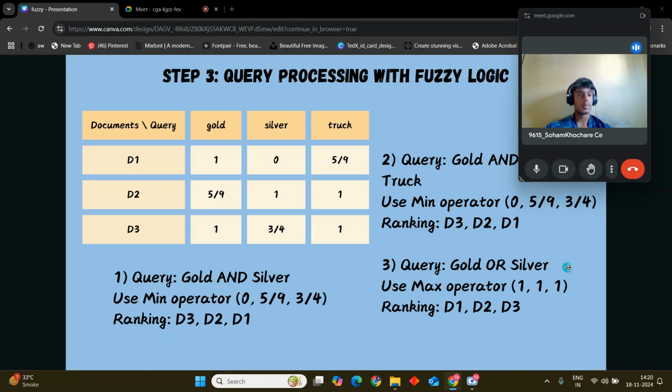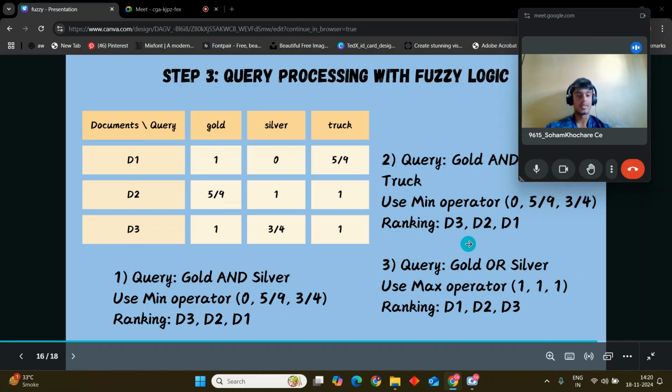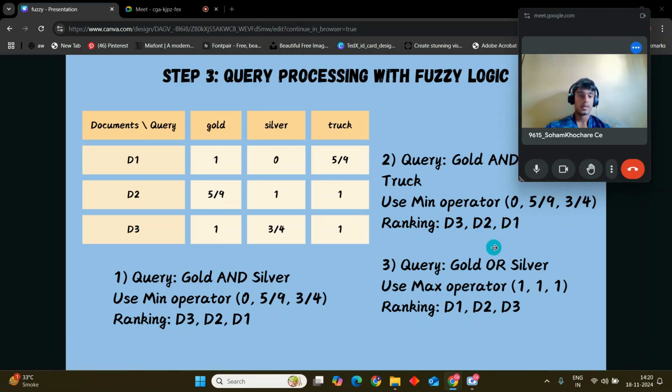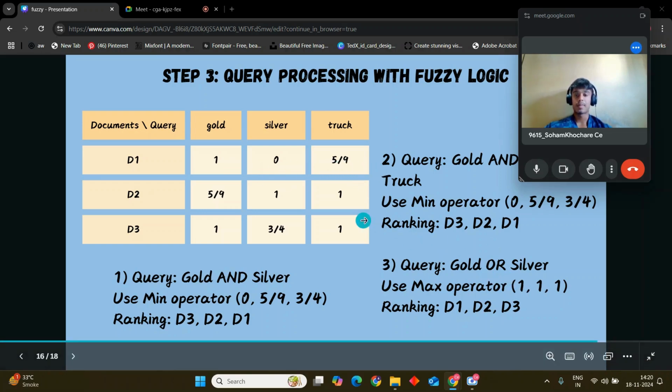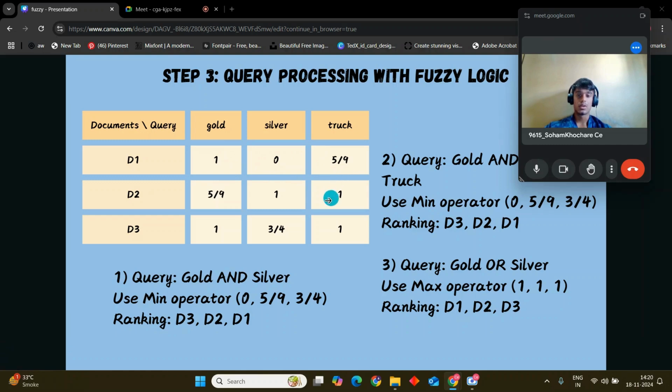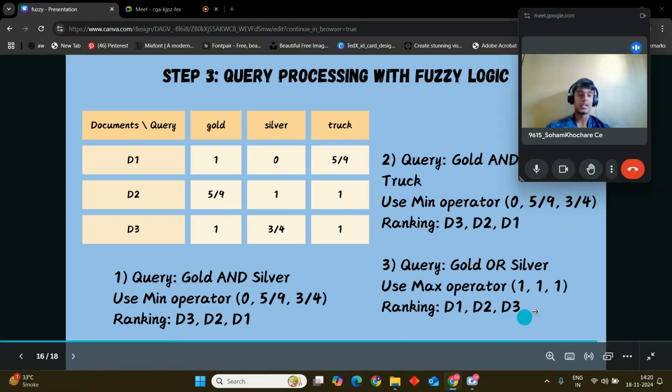Coming to the OR operator, over here we have the query gold or silver. We use the max operator. So firstly, we calculate the tuple. Out of these three, one has the most value, and after that for D2, out of the three, one has the most value, and for D3, one has the most value again. So as you can see, all of these three have the same values, so we can rank them any way.